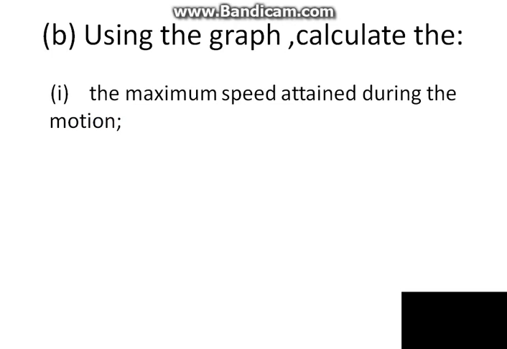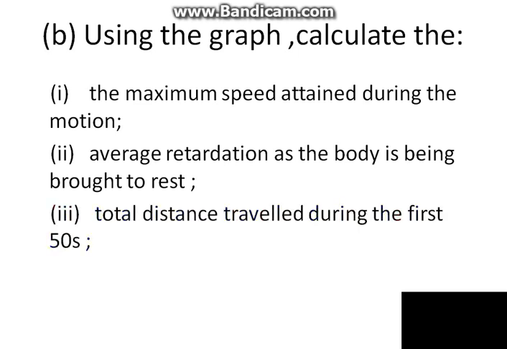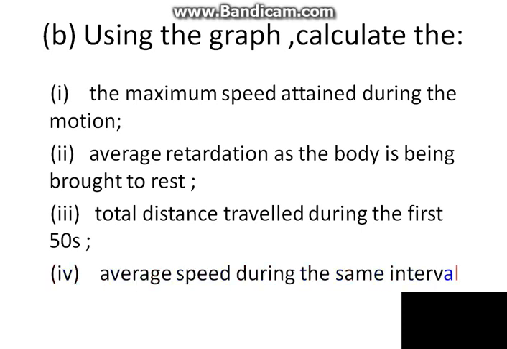(b) Using the graph, calculate (i) the maximum speed attained during the motion, (ii) average retardation as the body is being brought to rest, (iii) the total distance traveled during the first 50 seconds, (iv) average speed during the same interval as in (iii).